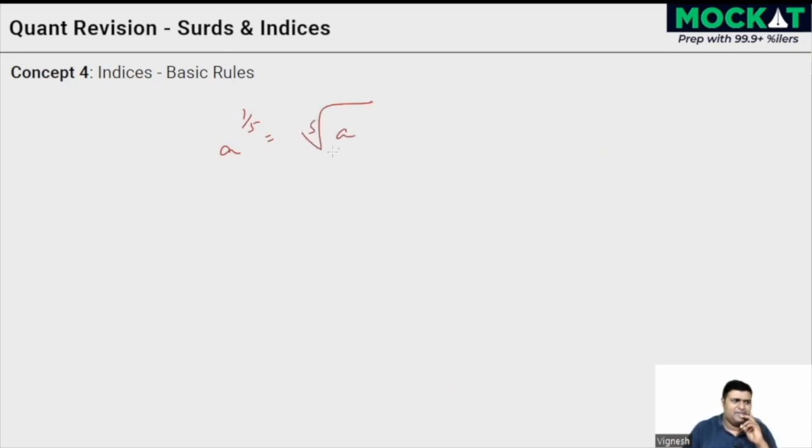Fifth root of a. I think you should be knowing this. And if it's going to be a power 4 by 3, it can be written as the cube root of a power 4. A power 4 comes here. 1 by 3 becomes the cube root over here.